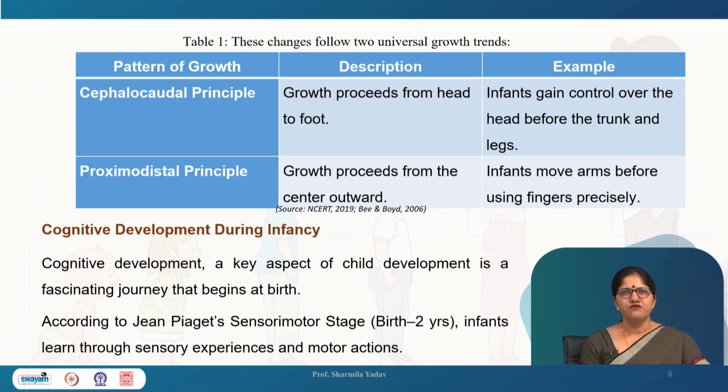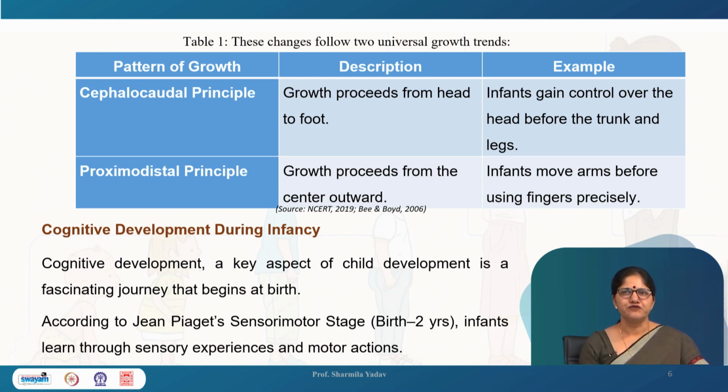These changes follow 2 universal growth trends. Cephalocaudal principle: growth proceeds from head to foot. For example, infants gain control over the head before the trunk and legs. Proximodistal principle: growth proceeds from the center outwards. Infants move arms before using fingers precisely.